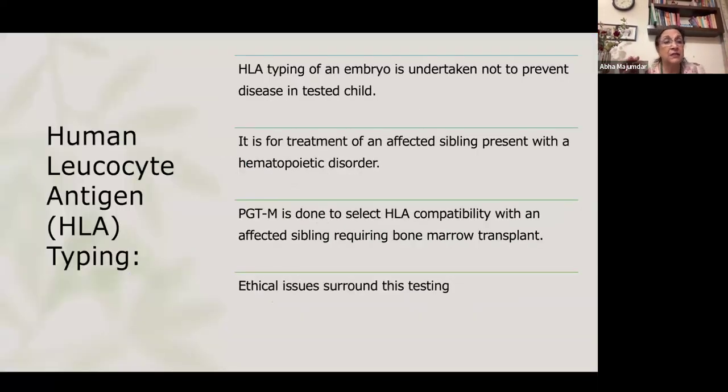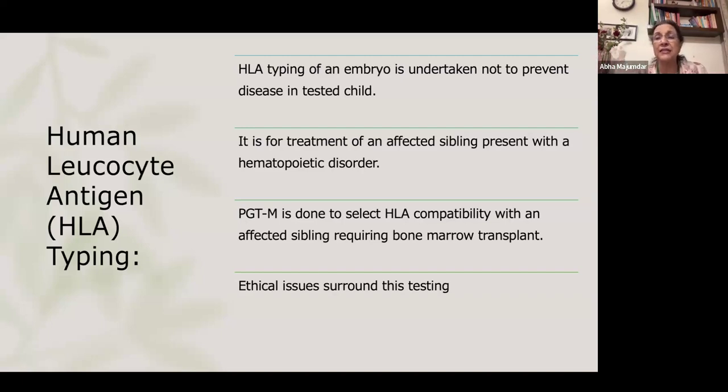Then the last is HLA typing. This is also done for monogenic disorders, but it is not done to get a disease-free embryo. HLA typing of an embryo is undertaken not to prevent disease in the tested child. It is for treatment of an affected sibling present with a hemopoietic disorder.